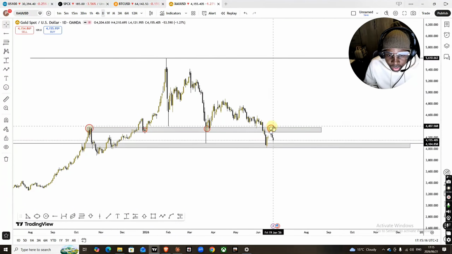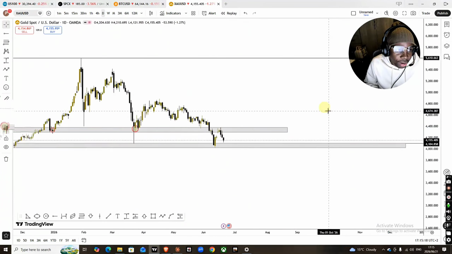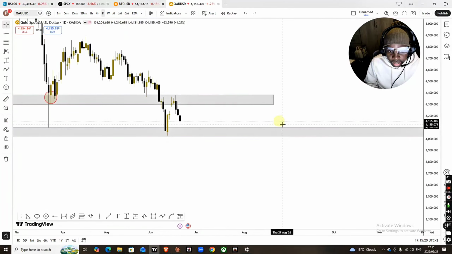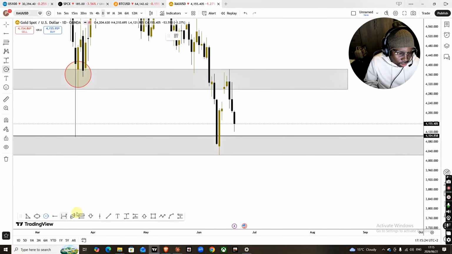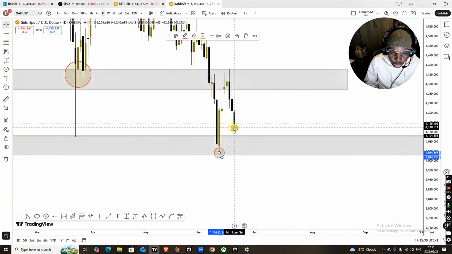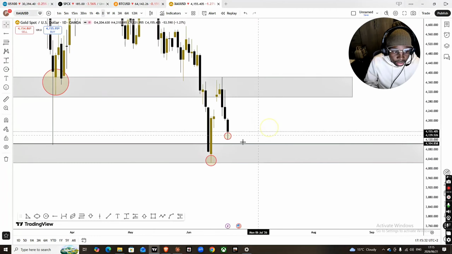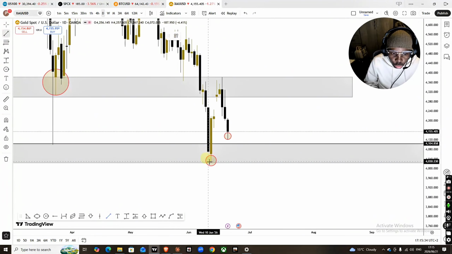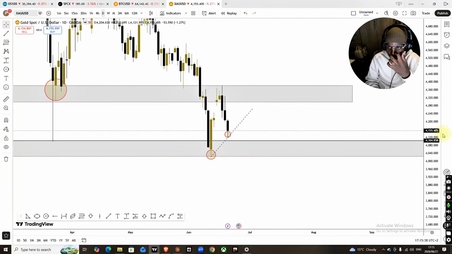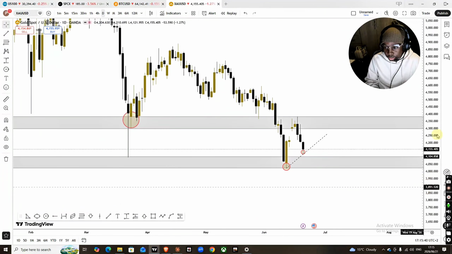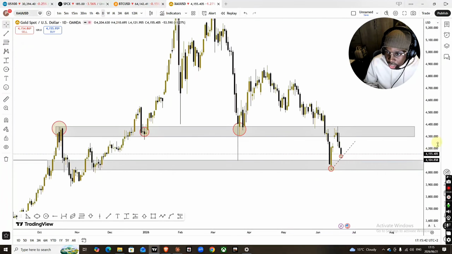Now, what happened on Friday? You can see that when I zoom in here, this asset gave us a higher low, because we have this low here, and that low is higher than this one. Maybe gold wants to push towards the upside. Maybe, we are not sure, because it formed a higher low. Usually when it does this, it goes up.